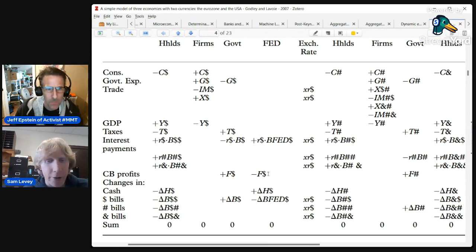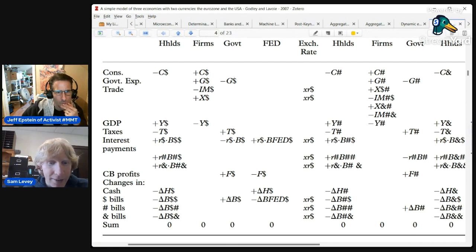F, okay. Yeah, I don't know what that's about, but yeah. Central bank profits get paid by the central bank to the government. Okay. And then the government issues bills, right? If they run a deficit, they would issue bills.